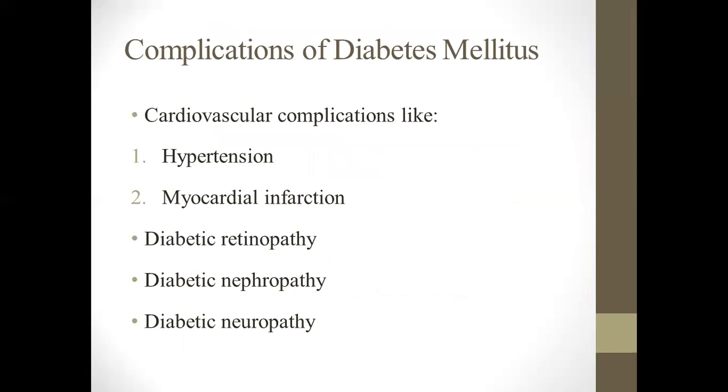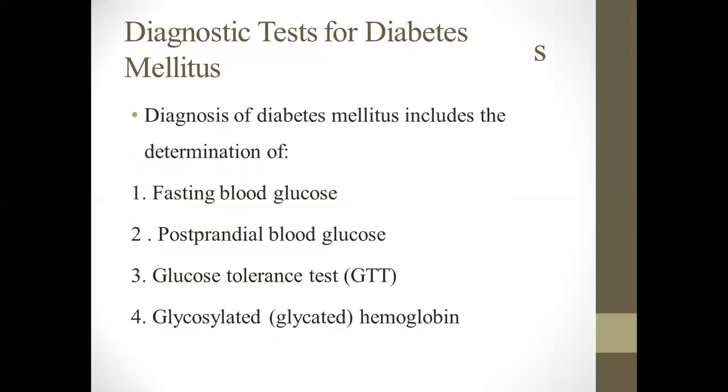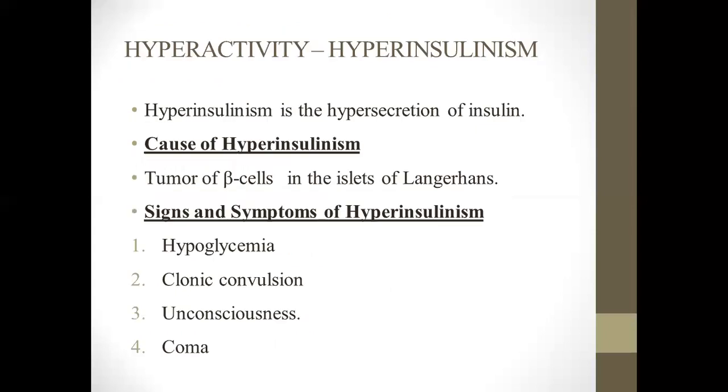The complications of diabetes mellitus are hypertension, myocardial infarction, diabetic retinopathy, diabetic nephropathy, and diabetic neuropathy. So a diabetic patient mostly has eye, kidney, and neural problems. The treatment of diabetes mellitus is exogenous insulin, secretagogues, insulin sensitizers, and alpha-glucosidase inhibitors. Diagnostic tests are the fasting blood glucose level, the postprandial blood glucose level, the glucose tolerance test, and glycosylated hemoglobin.